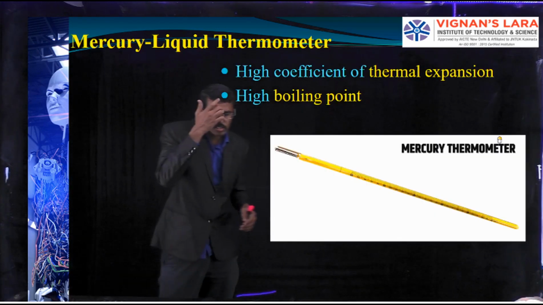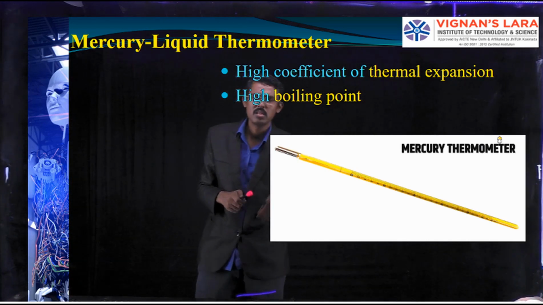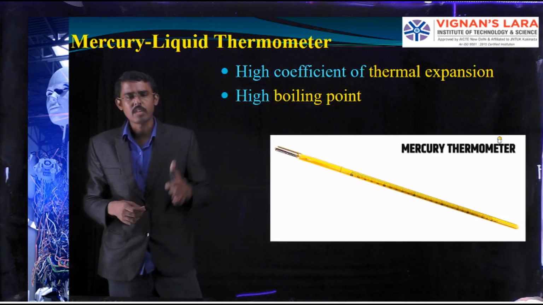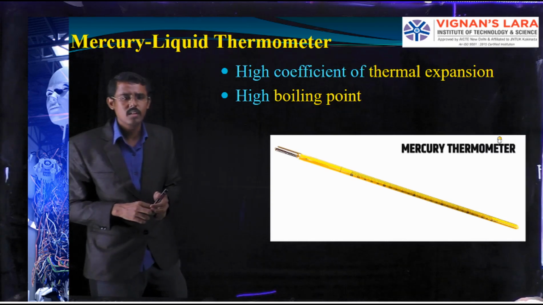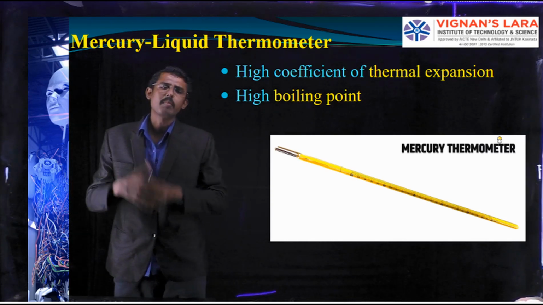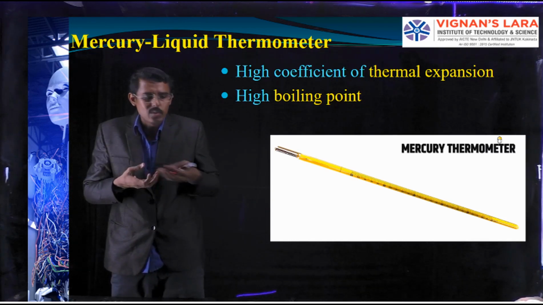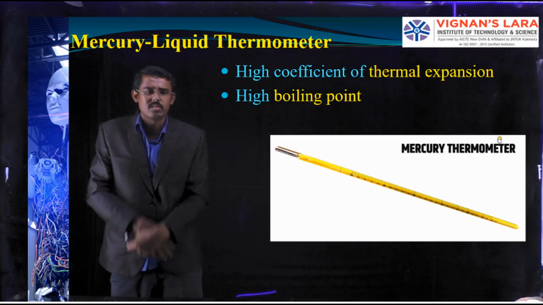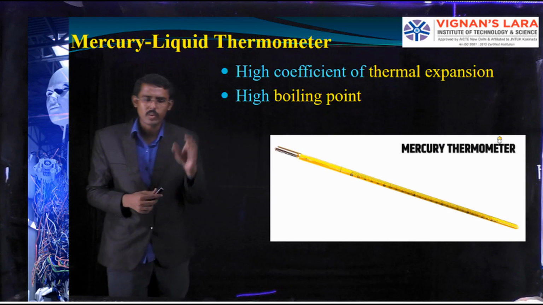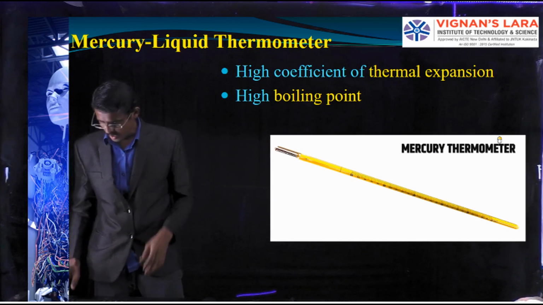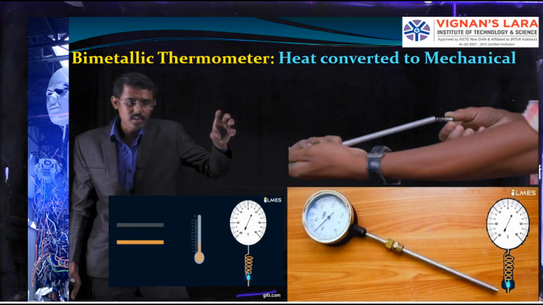Now I want to use temperature sensors in liquids also. We have already seen the mercury thermometer. Mercury has the properties of a high coefficient of thermal expansion, which we are using, and also a high boiling point. So at high temperatures we can use this. This is one example of a temperature sensor, the mercury liquid thermometer. In earlier cases we saw the bimetallic thermometer, with which temperature can also be measured.